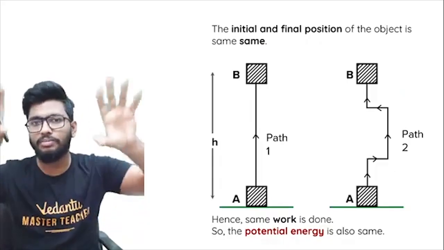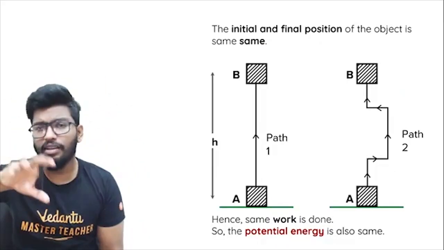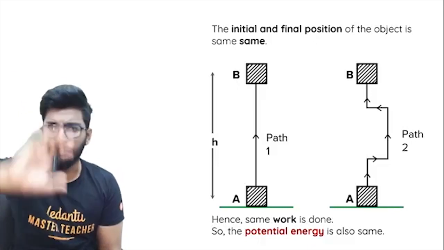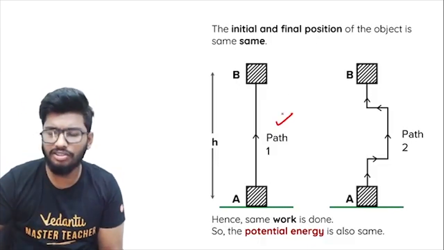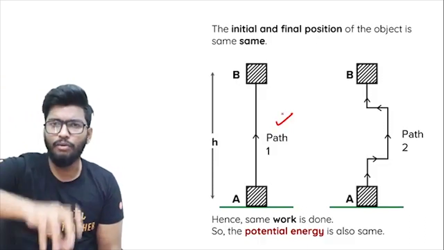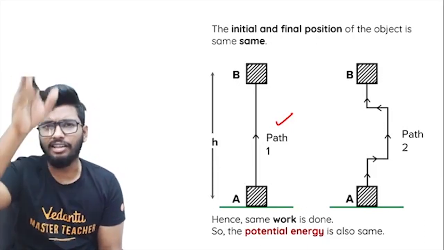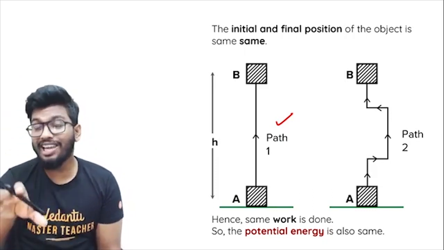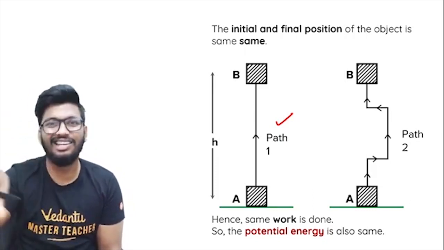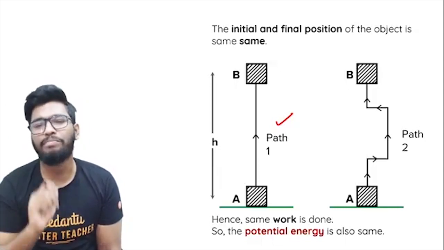Now let's say there's a box, and you're moving it from A to B. All right. For the first one, you're using a straight path. So you're just taking it straight up, and the height from the ground is h. For the second one, the path taken is a little curved. It's an indirect path.